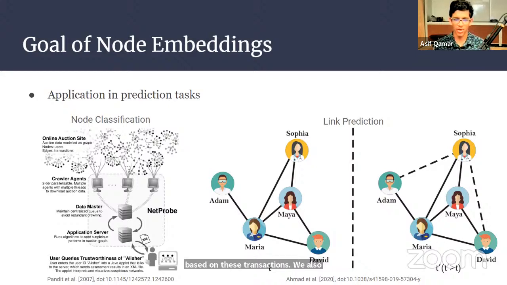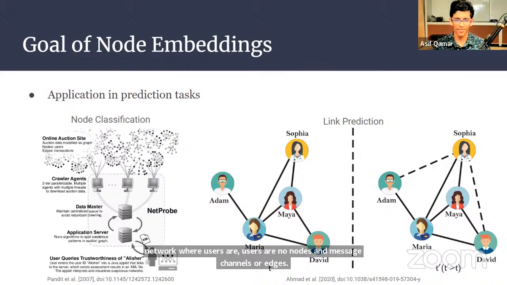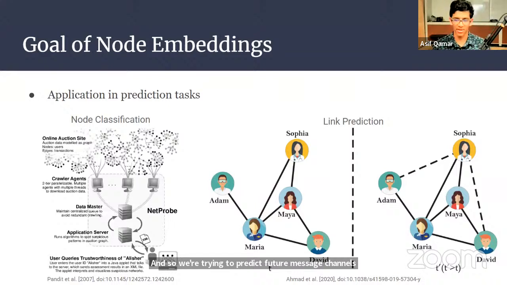We can also use node embeddings in link prediction, which is like predicting future edges between nodes. So here we have an example of a social media network where users are nodes and message channels are edges. And so we're trying to predict future message channels based on existing relationships. So we can see here that Adam and David are likely to talk with Sophie in the future because they have Maya and Maria as mutual friends. You can also see link prediction in online recommendation systems where new content is recommended to users based on the content they've already consumed.